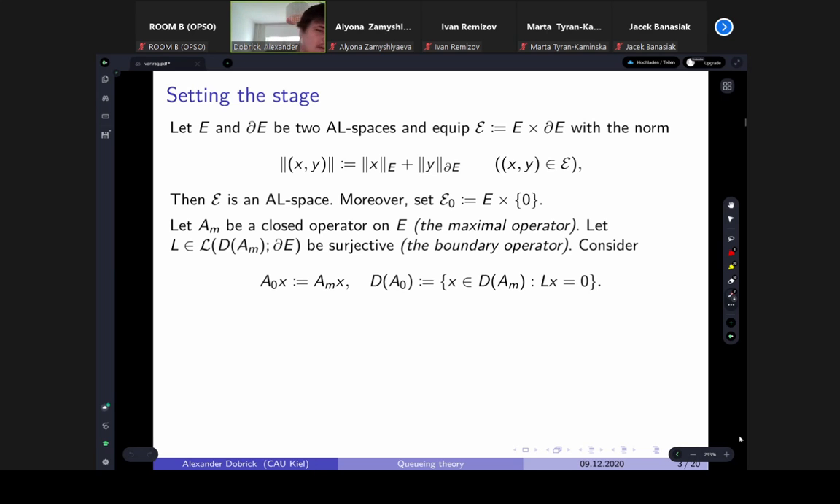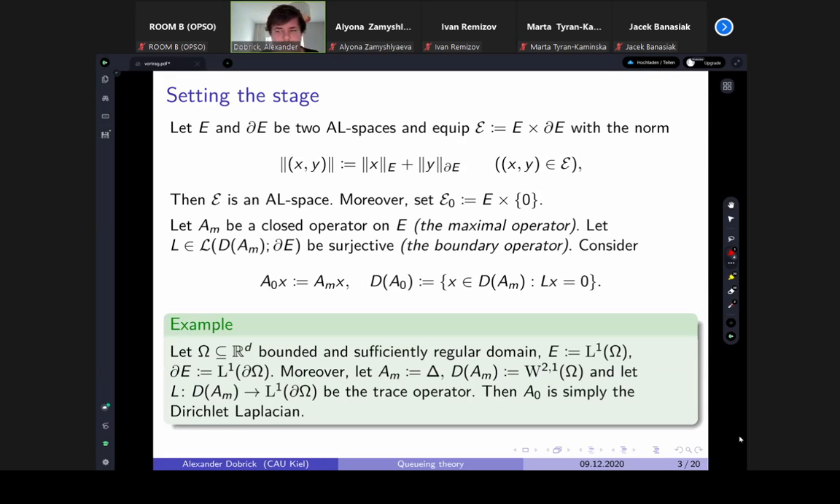Basically, this L here is the operator from the talk before. Here is an example, so that one can get an impression of what that means. If you consider a bounded domain with a sufficiently regular boundary, for example a Lipschitz boundary, we can choose E as L1 of that domain. As a boundary space, we take just the L1 space on the boundary. Then we can consider the Laplacian on some suitable Sobolev space, and we know from basic theory that we have a trace operator of that form. If we consider A naught with respect to this trace operator, we just get the Dirichlet Laplacian. So that's the way one models boundary conditions with this framework.